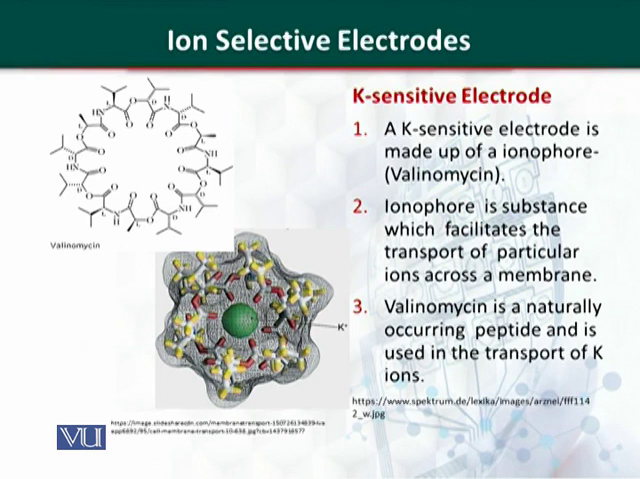Valinomycin is a natural antibiotic. It is produced by streptomyces and it is a decapeptide. It is circular in shape and it contains D and L amino acids and lactic acids. It has a very tight internal structure. The potassium ion can easily fit into this circular structure. Therefore, valinomycin can transport the potassium ion. In the membranes made for potassium sensitive electrodes, valinomycin is added, and only the potassium ions can be transported through those membranes.